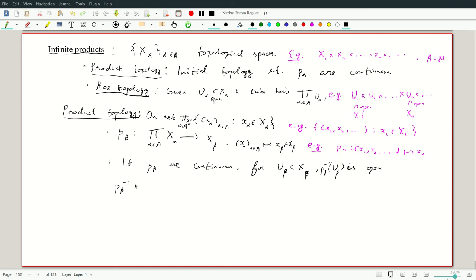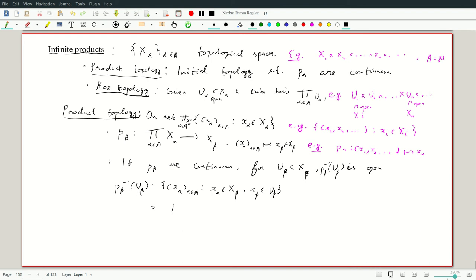So P beta inverse of U beta is going to be the set of all tuples x alpha, alpha in A, with little x alpha in X alpha, but also with the property that x beta belongs to U beta. The first one is also true, it's a further subset. Okay, so let me not write that part; we'll write the next step as an example.